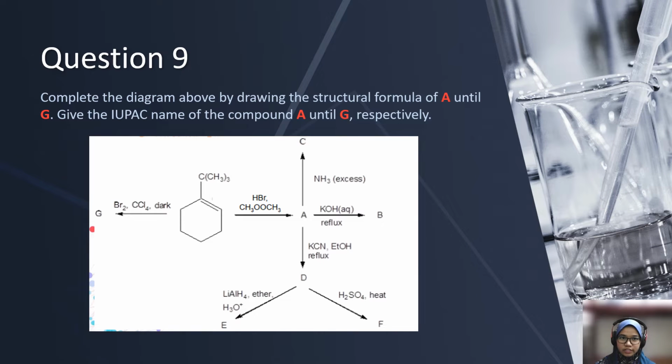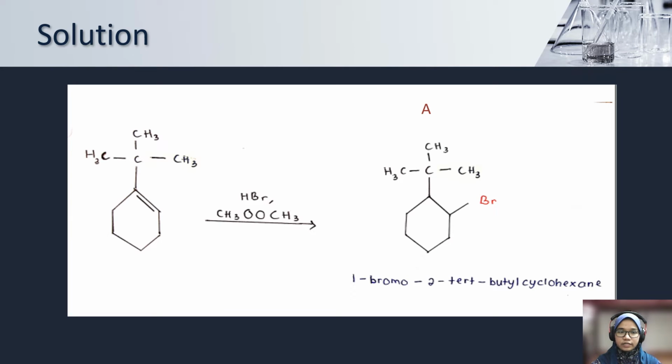We got question 9, which is under the Haloalkanes topic. You may pause this video and try to answer all the questions given before checking the answers. The first one is about the synthesis of haloalkane from the alkene group. The starting material is 1-tert-butyl cyclohexene.